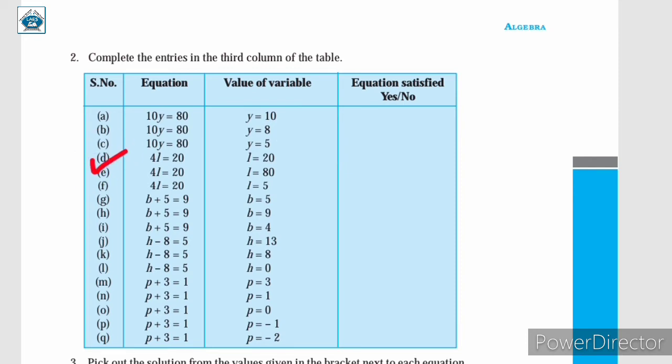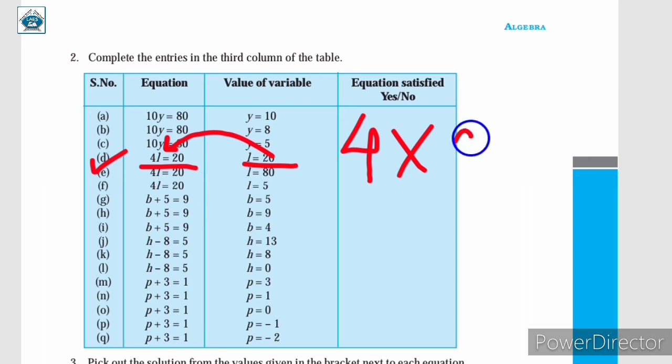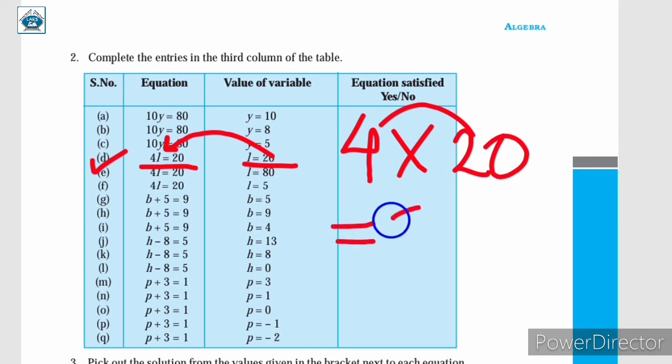Next in the part D we are given 4L is equal to 20 and we need to take L is equal to 20. So 4L means 4 multiplied by L. So when we substitute the value of L is equal to 20 over here, we get 4 multiplied by 20. 4 2s are 8 and 4 multiplied by 20 will be 80. Okay. So here 80 is not 20.